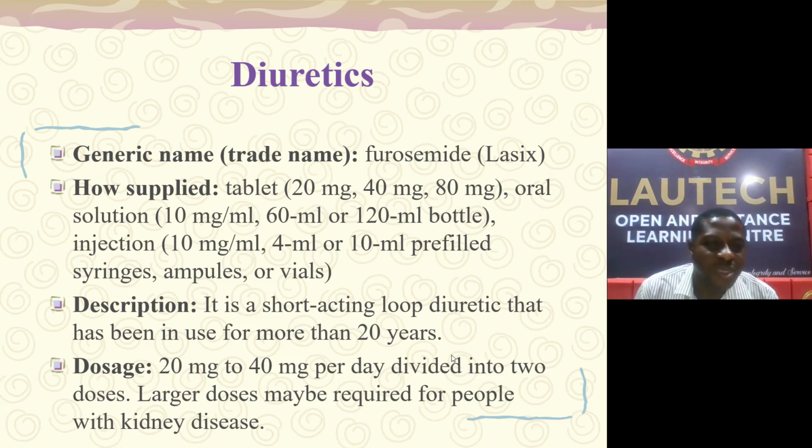Then we talk about the description. It is a short-acting loop diuretic that has been in use for more than 20 years. The dosage is 20 milligram to 40 milligram per day, divided into two doses. And larger doses may be required for people with kidney diseases.